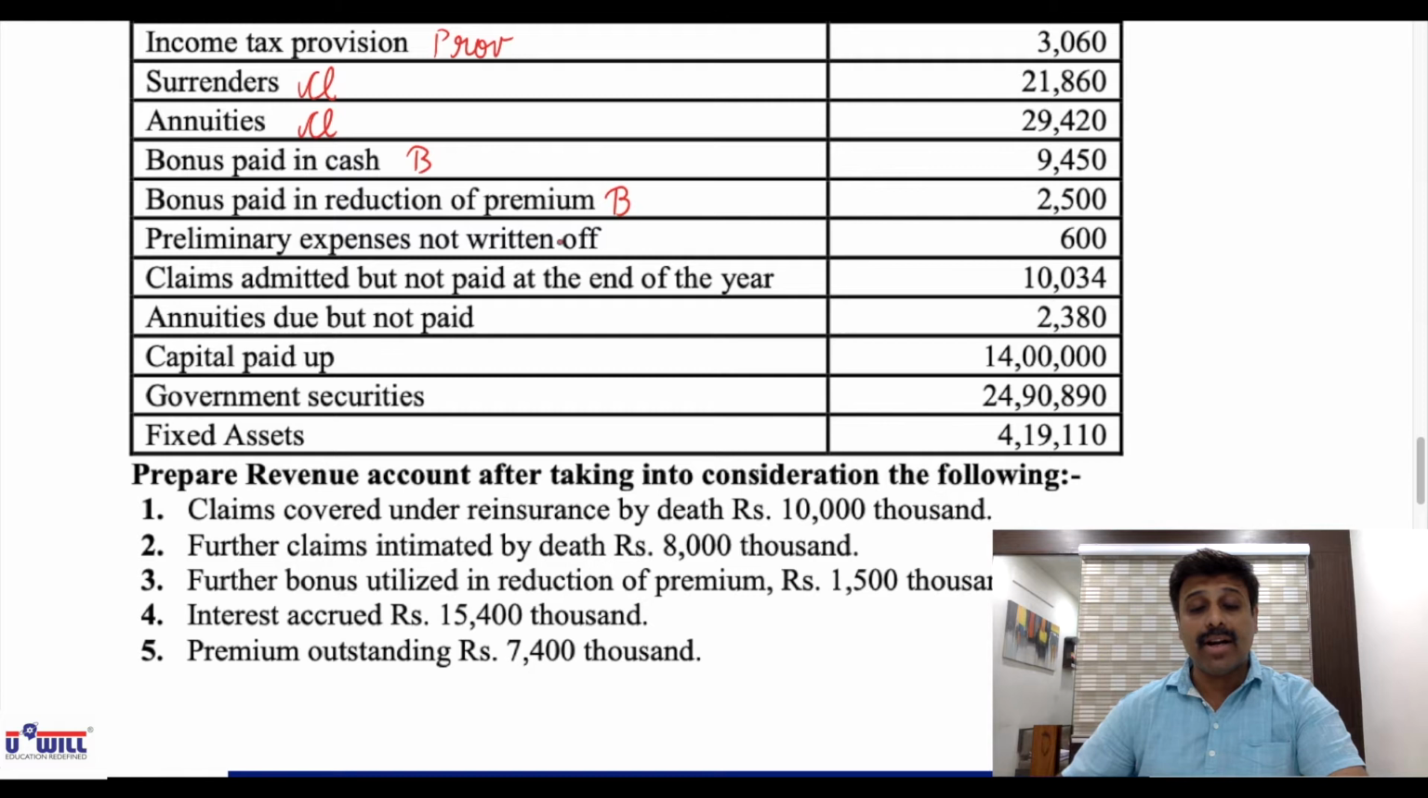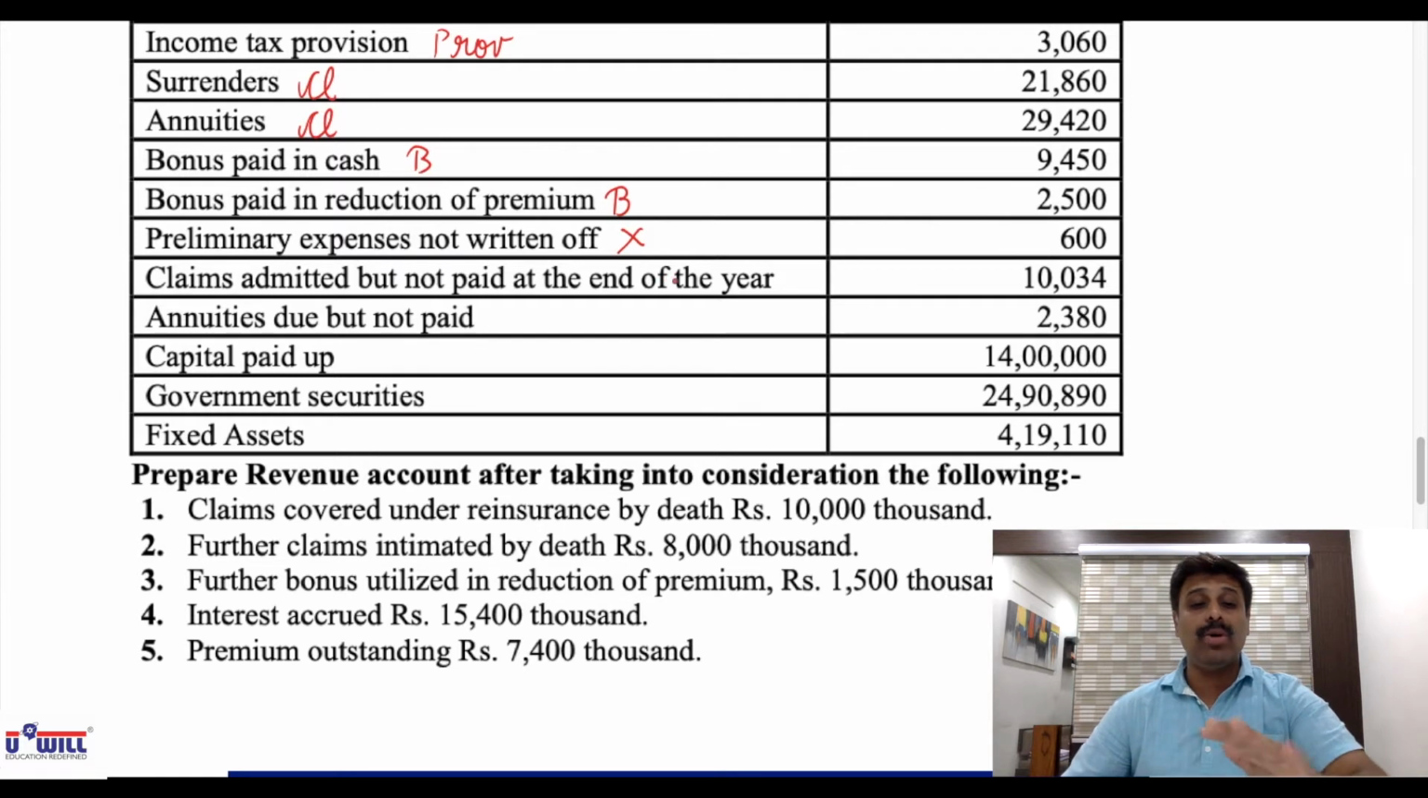Preliminary expenses not written off. Now preliminary expenses not written off appear in the balance sheet, so put a cross on them. They will not come in the revenue account. Balance sheet is not a part of your syllabus. We have to make only the revenue account. So preliminary expenses not written off will come in the balance sheet.